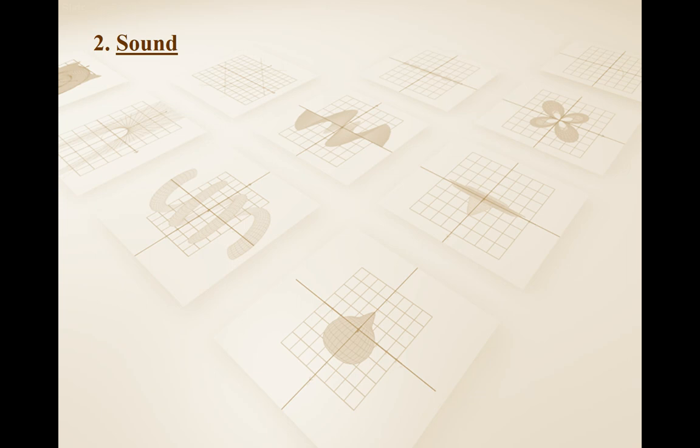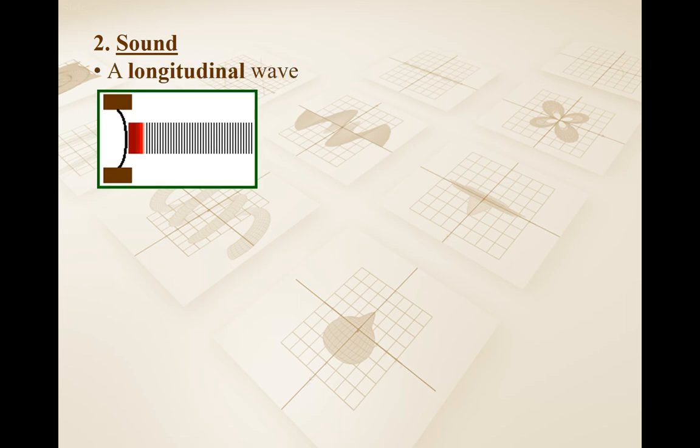Now, to do that, we need to talk a lot about sound, in terms of properties of sound, and how we can create a standing wave in sound, and what are different objects that we can use that can produce a standing wave in air. So first of all, let's define what kind of a wave a sound is. Sound is a longitudinal wave.